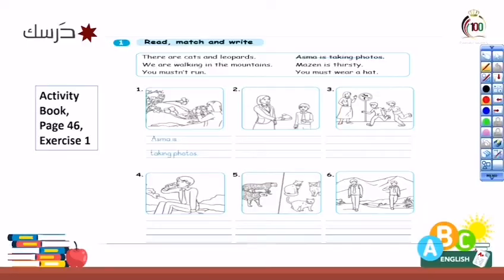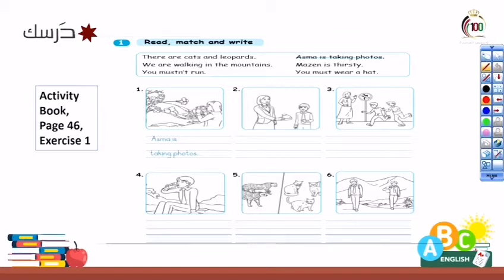There are cats and leopards. Asma is taking photos. We are walking in the mountains. Mazen is thirsty. You mustn't run. You must wear a hat. Okay? Now we want to match the sentence with its correct picture, okay?